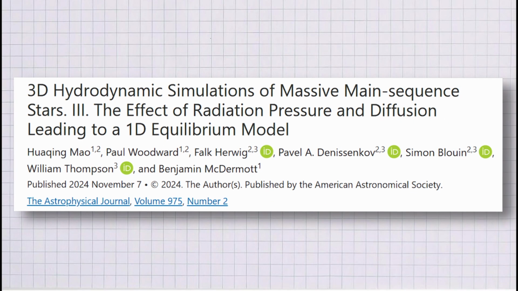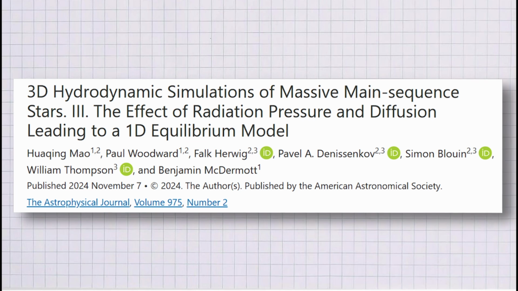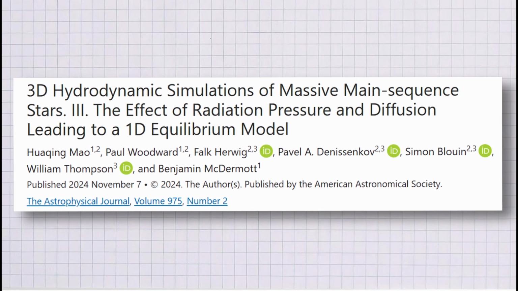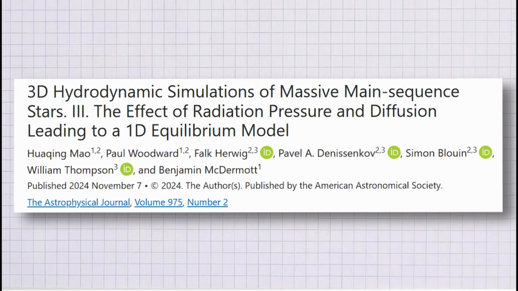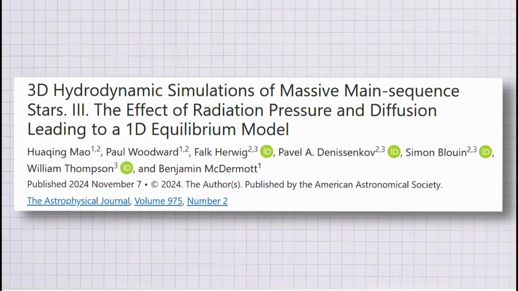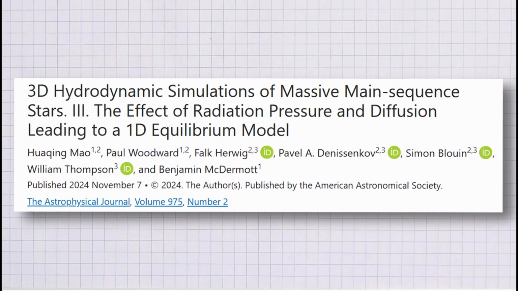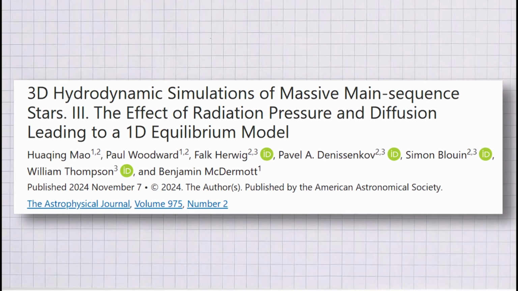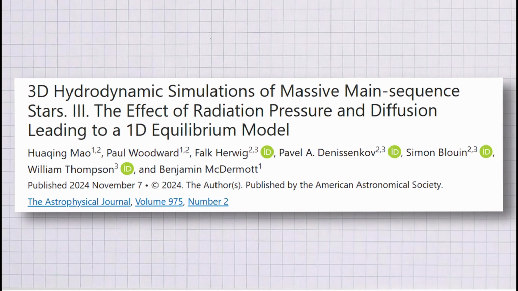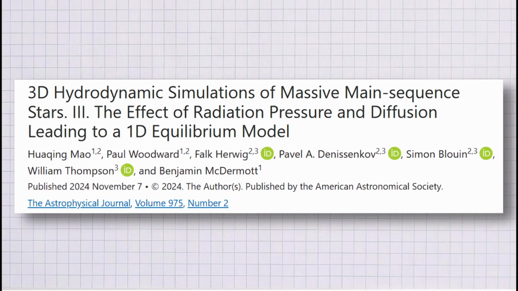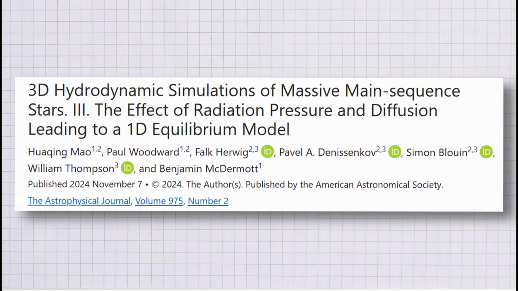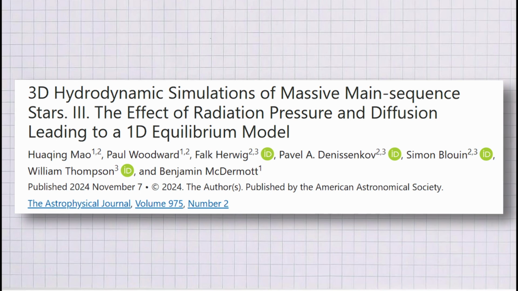Always. Okay, great. So today we're heading straight to the center of a massive star. Yeah, a star about 25 times the mass of our sun. We're going to tackle stellar convection. Sounds intense. It is, but also really cool. We're using excerpts from, well, get ready for this title, "3D hydrodynamic simulations of massive main sequence stars. 3. The effect of radiation pressure and diffusion, leading to a 1D equilibrium model." Catchy, huh? I know, right? Don't worry, though. We'll break it down. We'll uncover some really awesome stuff about how stars actually work.